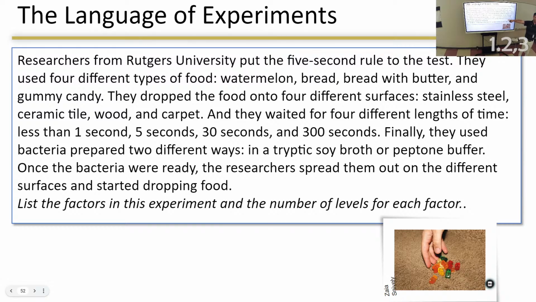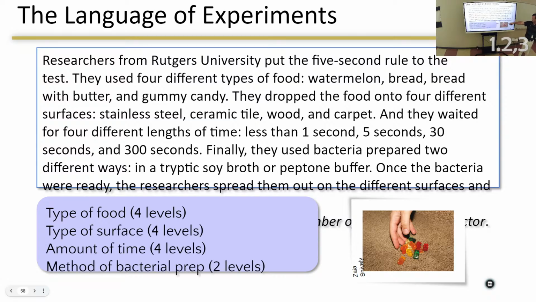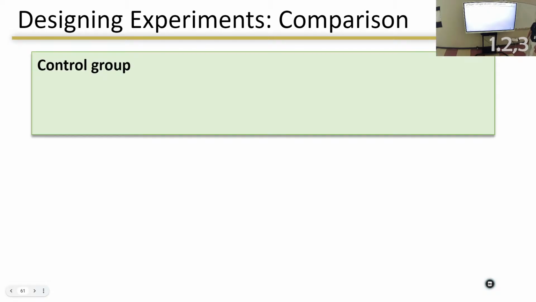And so how many types of food? 4. Surface, 4, 4, 2. And so how many, what was it? Treatments, whatever, all that times each other. 4 times 4 times 4 times 2. I can't imagine you ever seeing something that high in this class. But y'all okay? Good? Questions? Okay. We beat all that up.